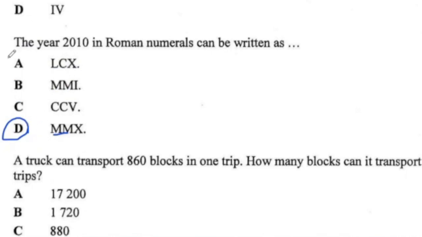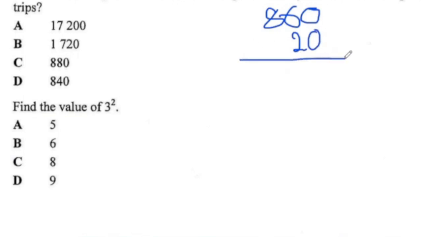Okay, we go to question number 19, which is: a truck can transport 860 blocks in one trip. How many blocks can it transport in 20 trips? Okay, so for us to find the correct answer here, we need to multiply this 860, the number of blocks, times the number of trips it will carry these blocks. So we do this, and then we say times.